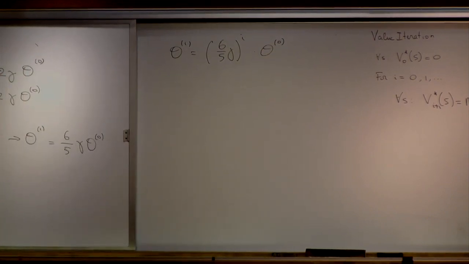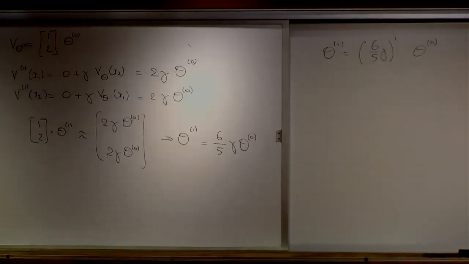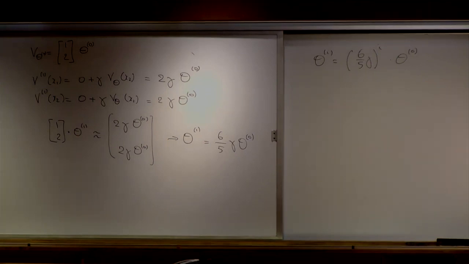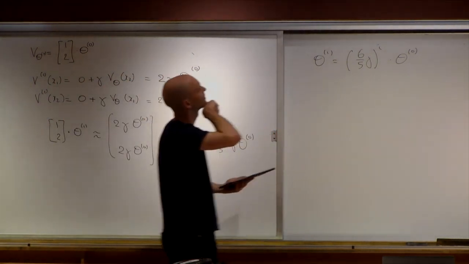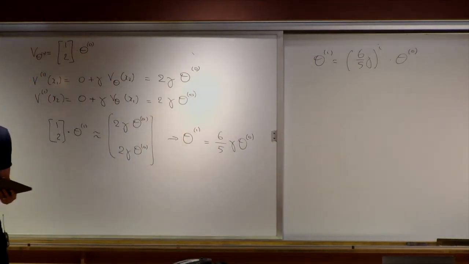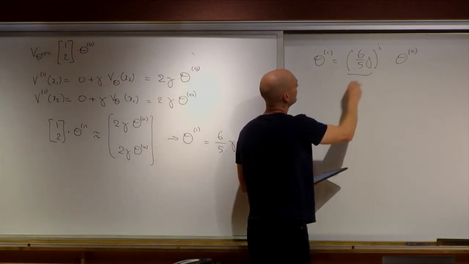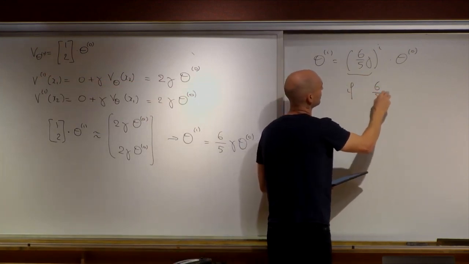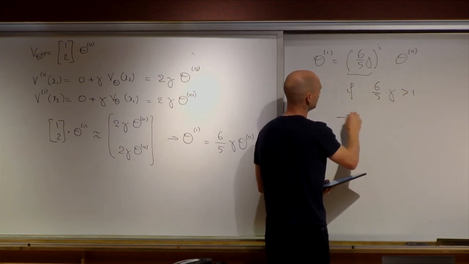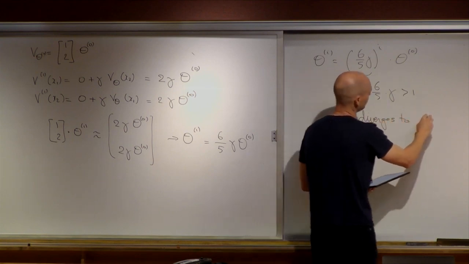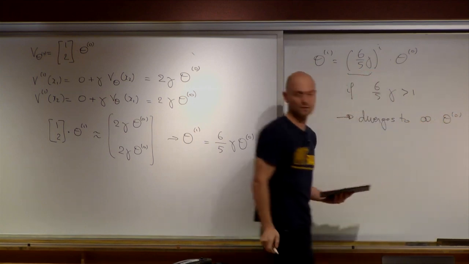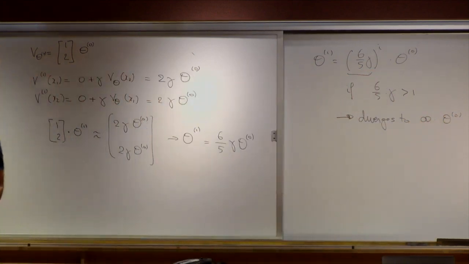All right, so what do we see happen here? This is a case where we run exact Bellman updates. Then we do least squares fit for the value function, repeat. And we see that the parameter theta, well, it depends what theta 0 is. But assuming theta 0 is not equal to 0, then if 6 over 5 times gamma is bigger than 1, then it diverges to infinity times theta 0. So if theta 0 was positive at first, it'll go to positive infinity. If theta 0 was negative at first, it'll go to negative infinity.